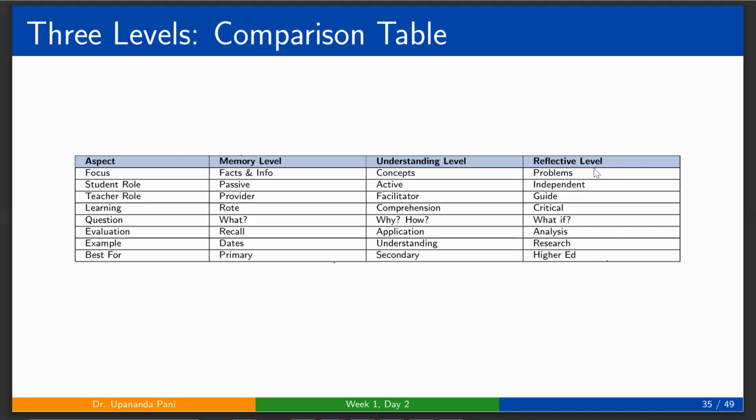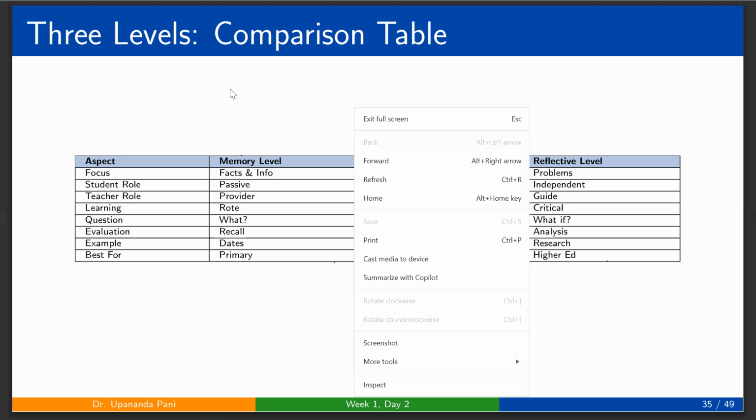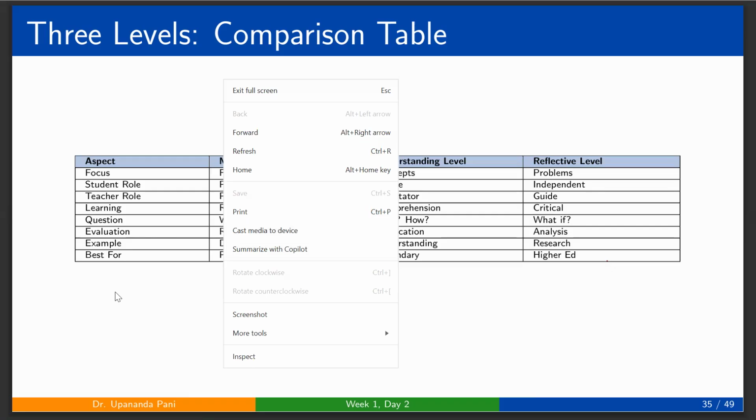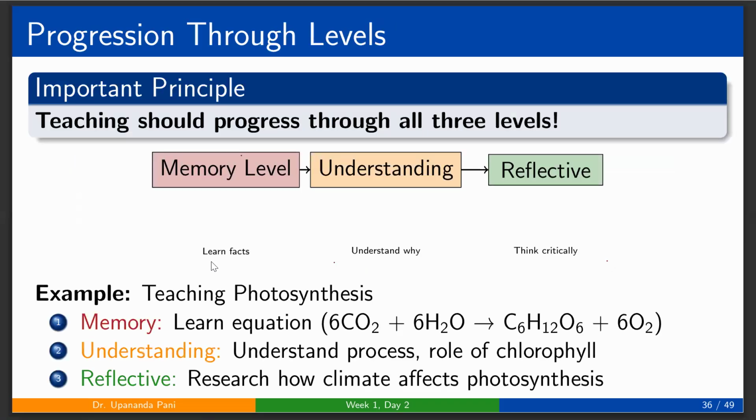Then the reflective level, it's a higher order learning. Focus is problems. Student role is independent here. Teacher role is guide. And learning is critical. The question is what if, what will happen? Example is research, right? And this is best for higher education. So you should know these three levels of teaching, right? And now why is it important actually?